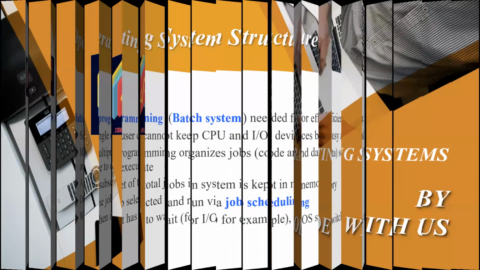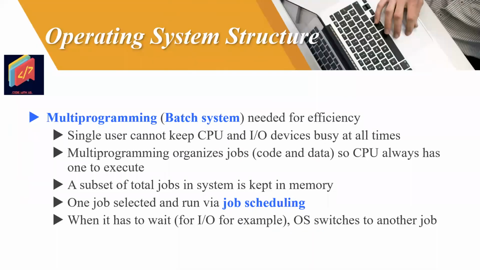So let's get into the next thing which we are going to see. What is operating system structure? In this operating system structure, we'll be seeing about multi-programming or batch system. This batch system is needed mainly for efficiency. A single user cannot keep the CPU and input-output devices busy at all times.